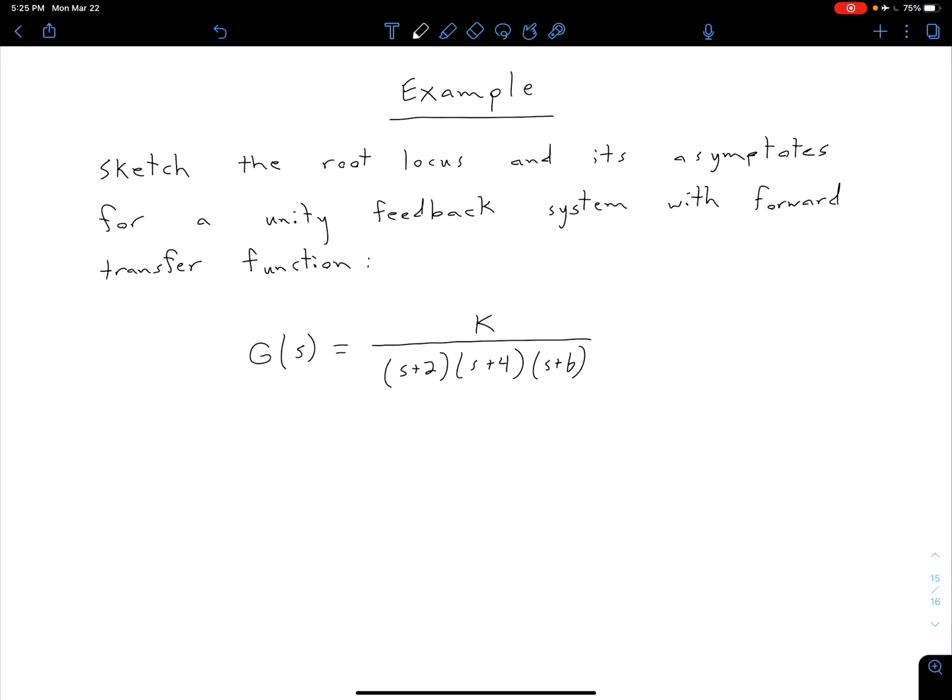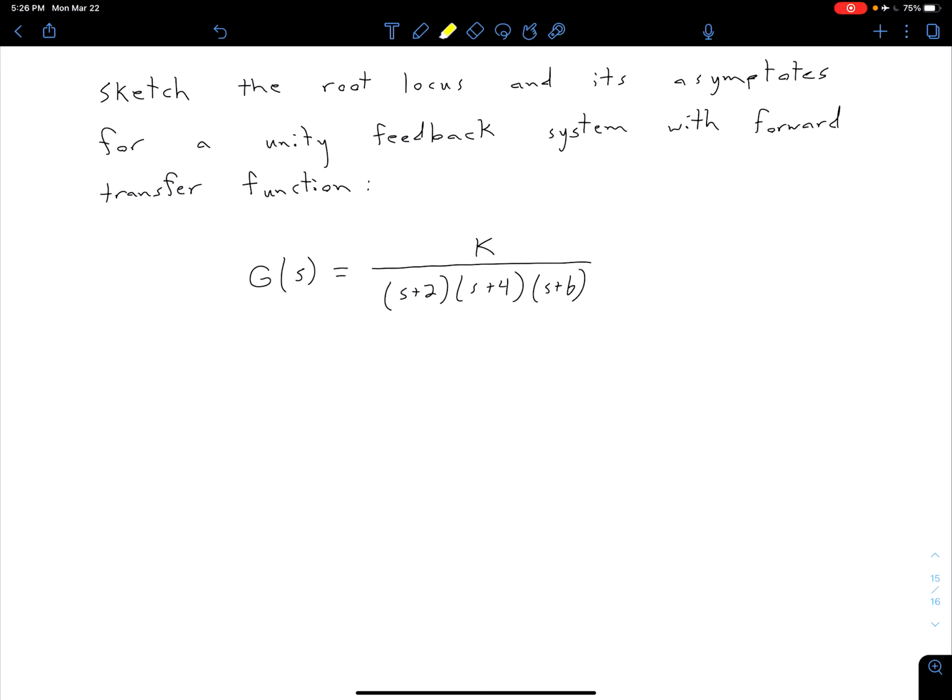So what we want to do in this video is sketch the root locus and any relevant asymptotes. We're told that it's a unity feedback system with a forward transfer function given by G(s) equals K divided by (s plus 2)(s plus 4)(s plus 6). Because we have unity feedback, we know that H(s) is just equal to 1. So H(s) times G(s), which is what we're considering for our open loop transfer function, is just equal to G(s) in this case.